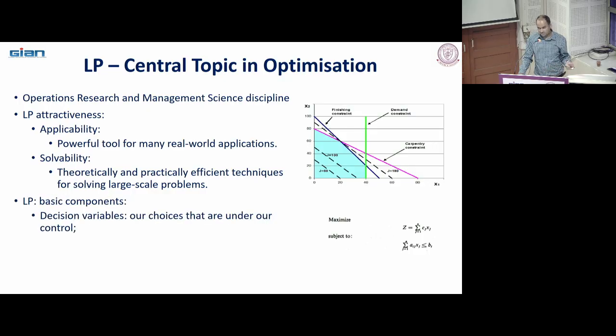Basic components: decision variables. What is the decision variable in LP? What is the difference between a decision variable and parameters?